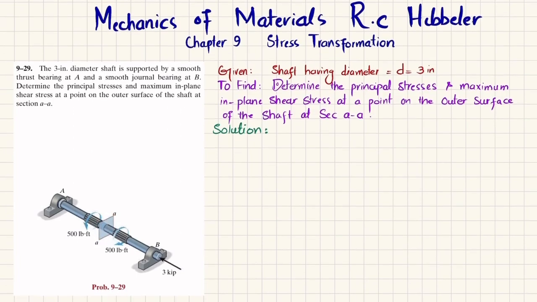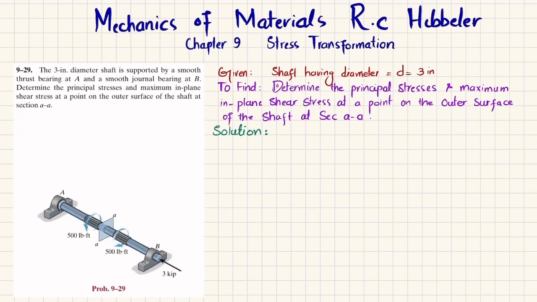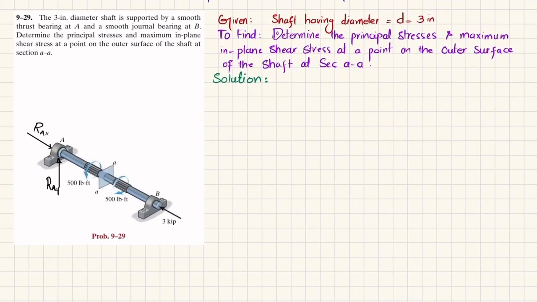So the first step is that if you remove this smooth thrust bearing, you will have a vertical reaction force, which is equal to RAY, as well as a horizontal reaction force which will be equal to RAX. And similarly, if you remove this smooth journal bearing, you will have only a vertical reaction force, that is RB. We will find these unknown reaction forces by using the equations of equilibrium.